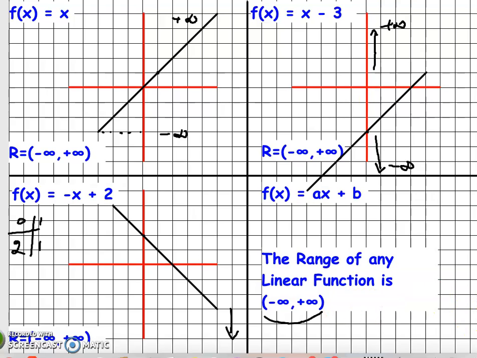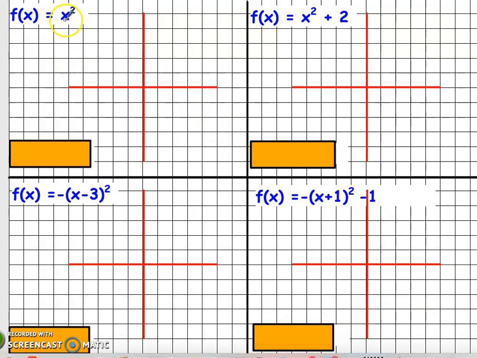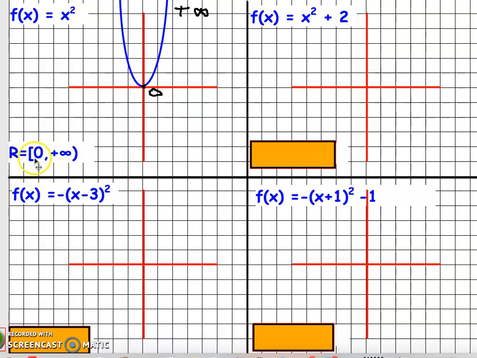Another example, f of x equal to x squared, it's a parabola that has the general shape like that. Now look at the y value. So the lowest y value is 0, and the highest y value is plus infinity. So the range of this function is 0 to plus infinity. 0 is included, so we'll put a bracket like that instead of the parentheses.